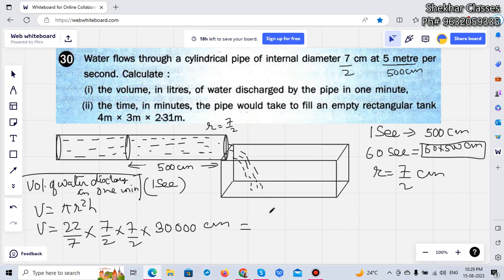So 30,000, okay, and you multiply it with 22 and multiply with 49, whatever you get, divided by 28 I would say. So we'll get how much?